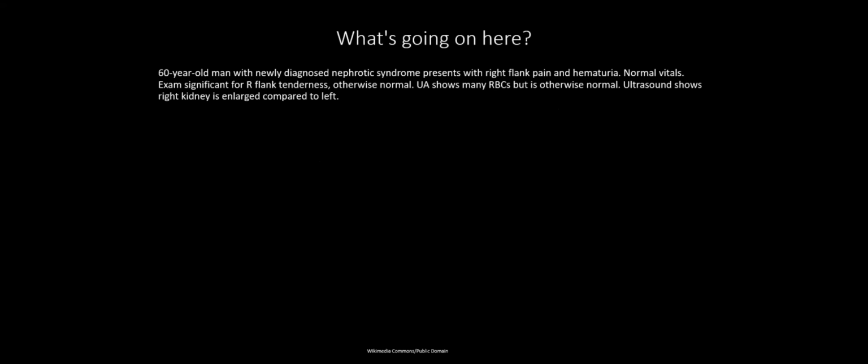So here's actually an odd case that takes a little bit of pathophysiologic knowledge, a very interesting one. A 60-year-old man, newly diagnosed nephrotic syndrome, presents with right flank pain and hematuria. His vitals are normal. His exam is significant for right flank tenderness, but is otherwise normal. His UA shows many RBCs, but is otherwise normal. His ultrasound shows a right kidney that is enlarged compared to the left side. So what comes to your mind when we see this?